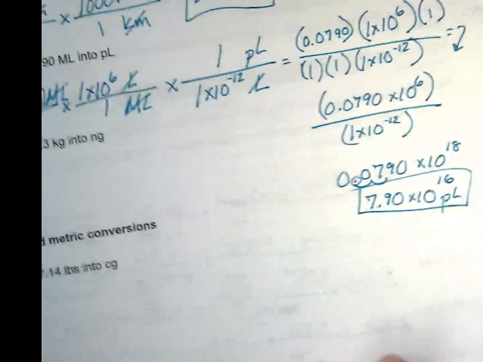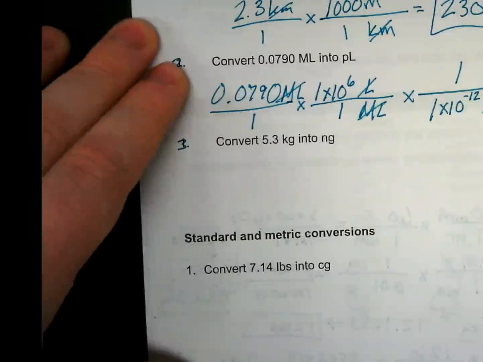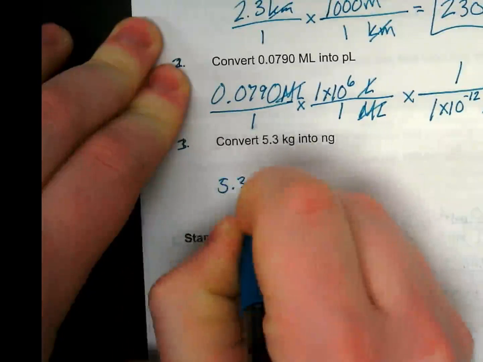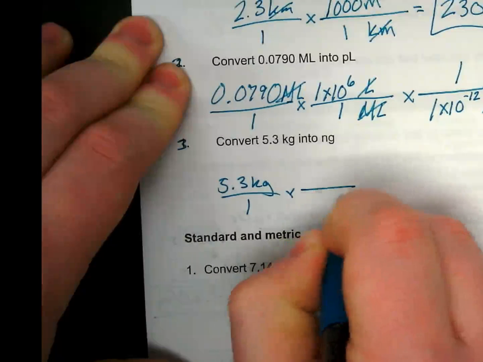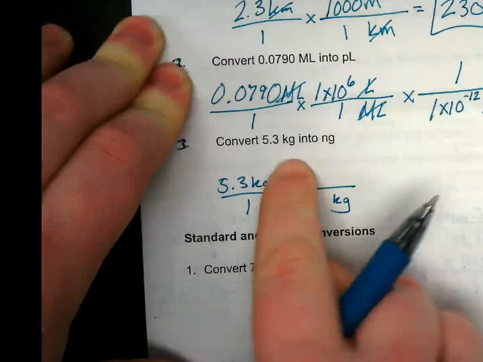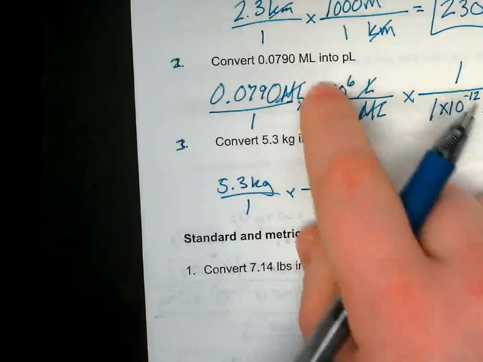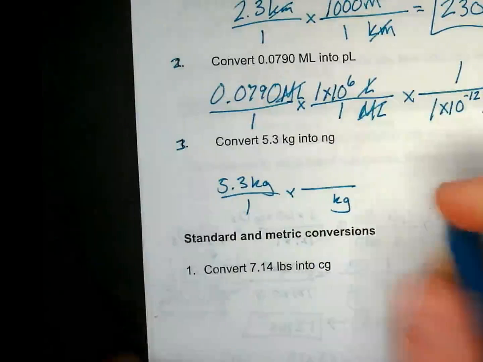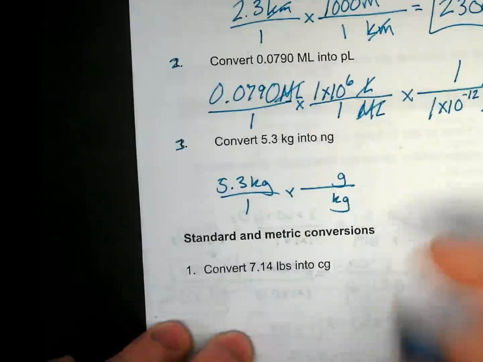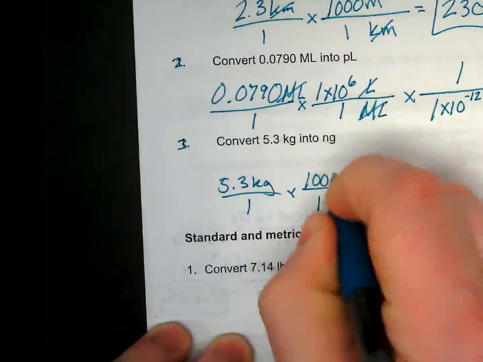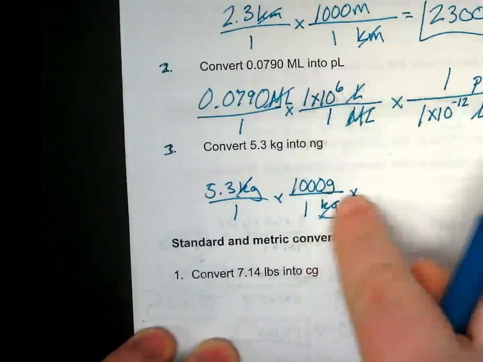And then we've got this one down here. Got 2 more. 5.3 kilograms over 1, and then we've got to put kilograms on the bottom. We're going from kilograms to nanograms. So it's going to be another big jump like this guy up here. We're going from a big range to a small range. But we've got to first go to our basic units, which are just grams. 1, and I know that there are 1,000 grams in 1 kilogram. Those would cancel out and we're left with grams.